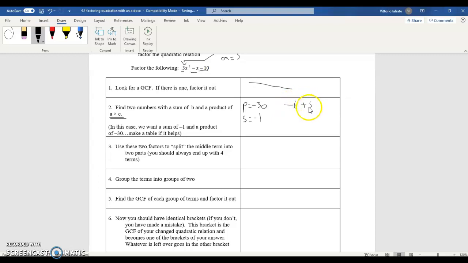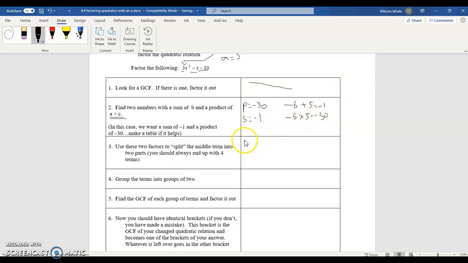So negative 6 plus 5 gives you negative 1. That works out. Negative 6 times 5 gives you negative 30. So the product works out, the sum works out, fantastic. So what we need to do now is the decomposition, which means we're going to split the middle value, the b value, into the two numbers that we came up with.